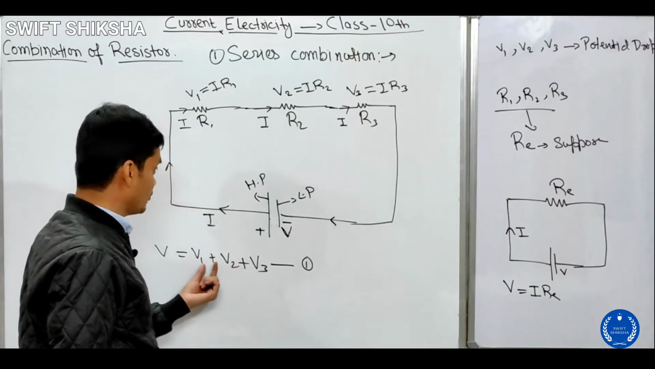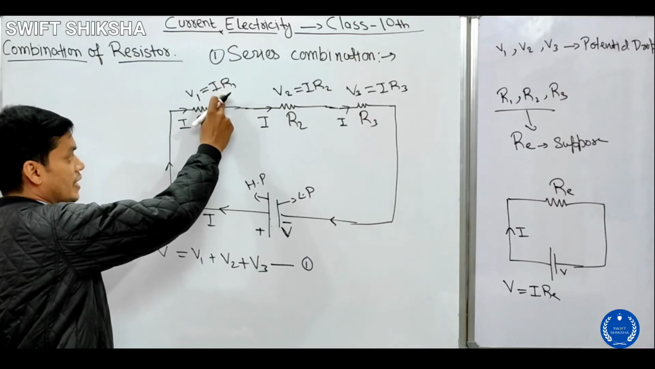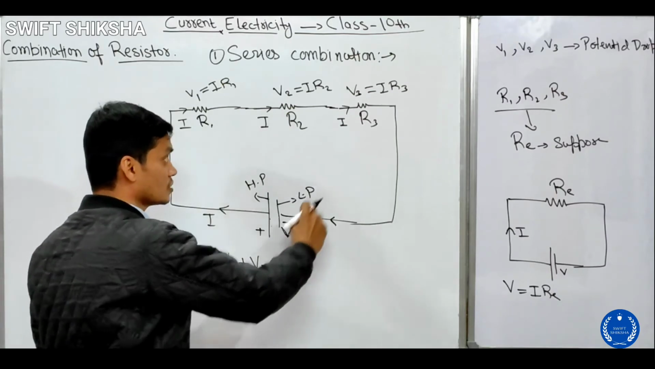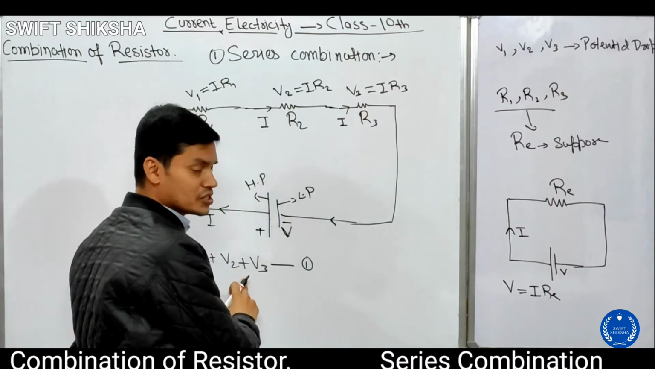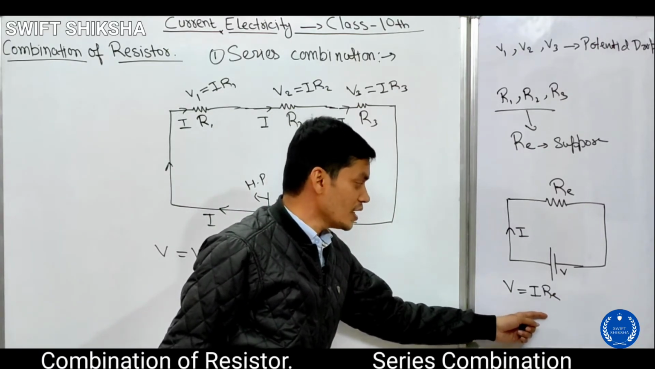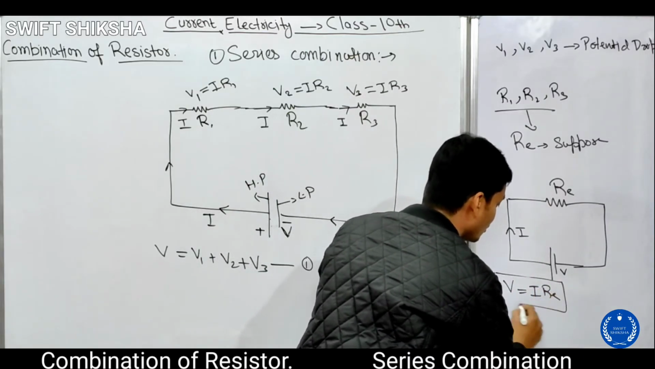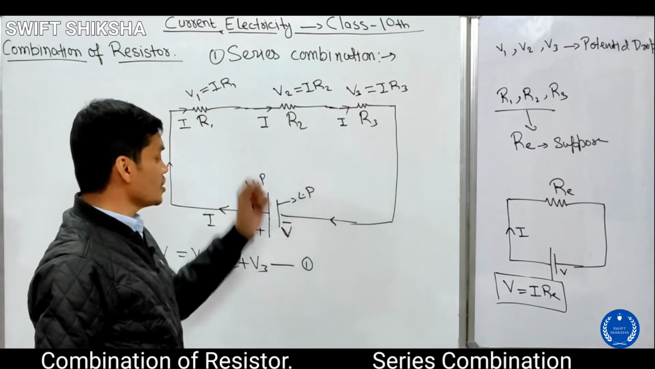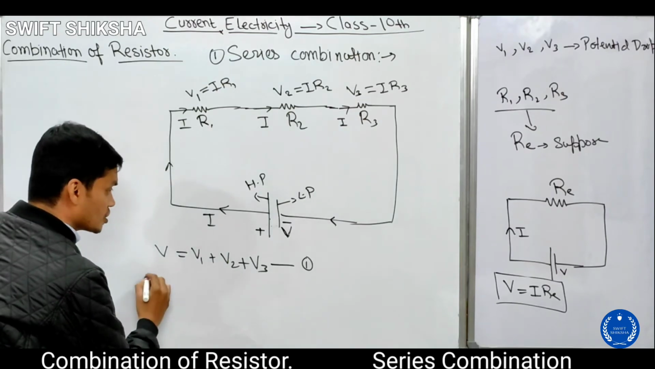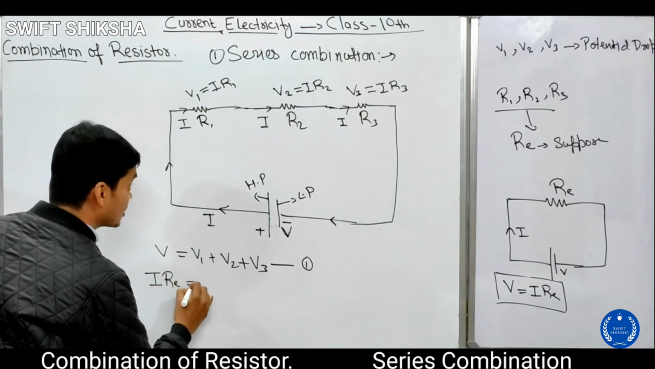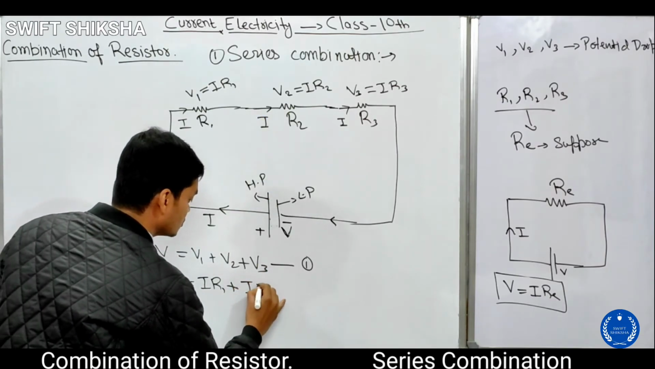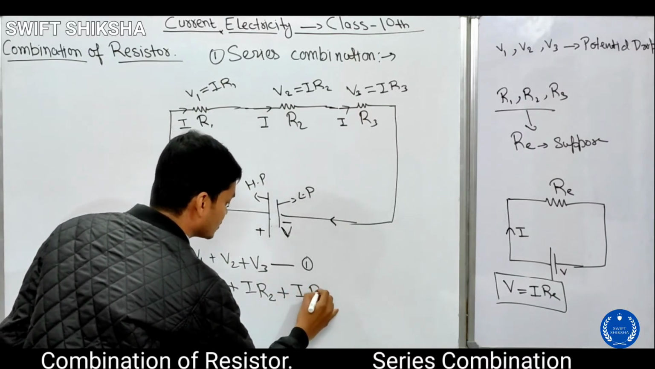V1 is equal to I R1, this is a potential drop. V2 is equal to I R2, this is also a potential drop. V3 is equal to I R3, this is also a potential drop. The applied voltage V is equal to I into RE. All values of potential you put in equation number 1. Then V is equal to I RE, V1 is equal to I R1, V2 is equal to I R2, V3 is equal to I R3.